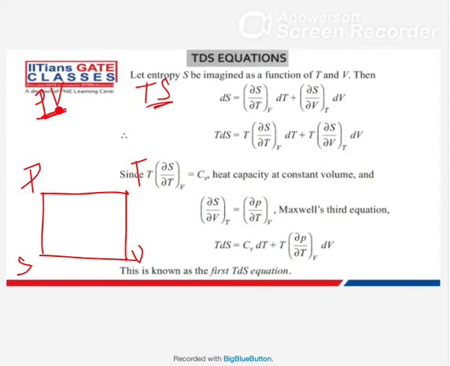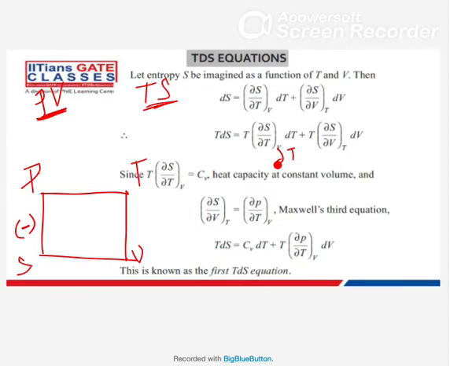The only thing is that PV should be written diagonally, and TS should be written diagonally. And wherever PS is there, we should write a negative sign. Then start writing our Maxwell's equation wherever you can start. Like we can start here.